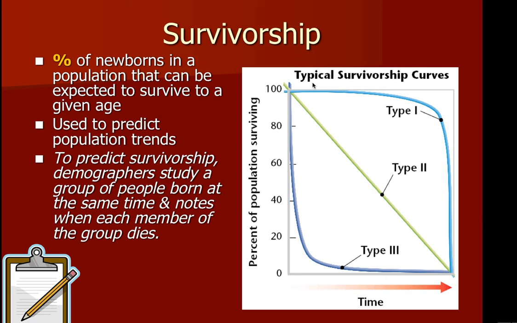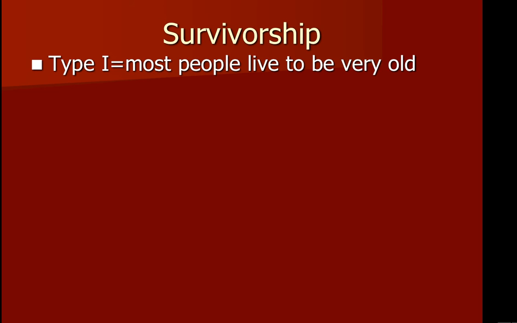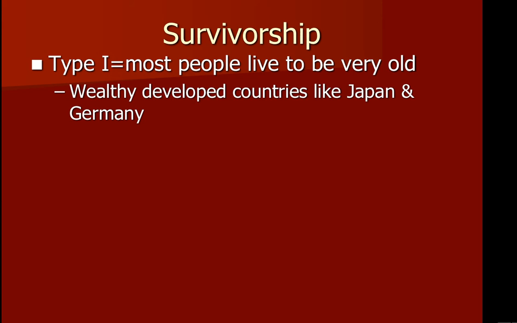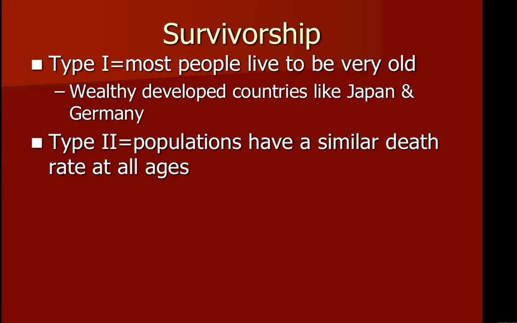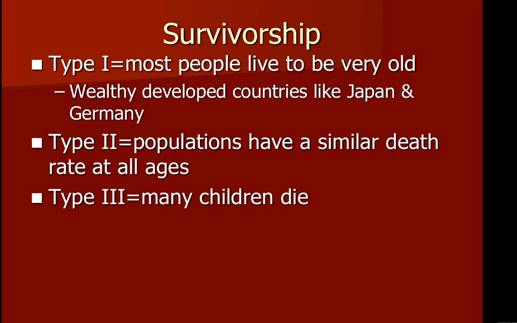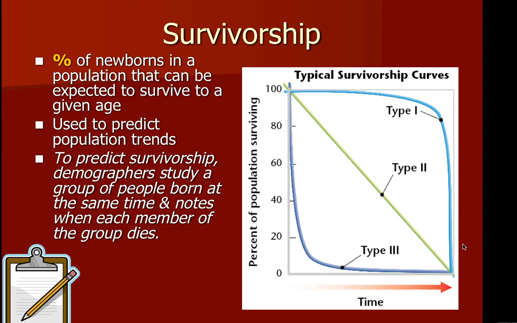So these are different survivorship curves within a population. And so I think it talks about the different types. So type 1, most people live to be very old. These are going to be in developed countries where the economy is high. Type 2 populations have a similar death rate at all ages. And type 3, many children die. So you can see like type 1 will be more developed. Here, let's go back. More developed nations, and then more kind of in between developed and developing, and then more developing nations here.